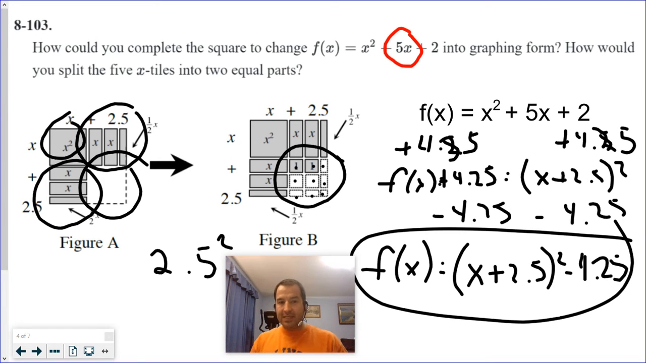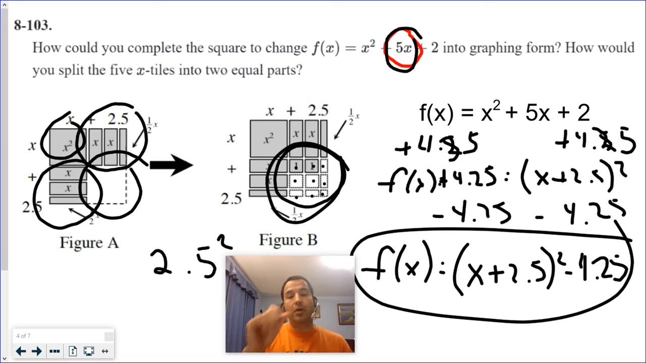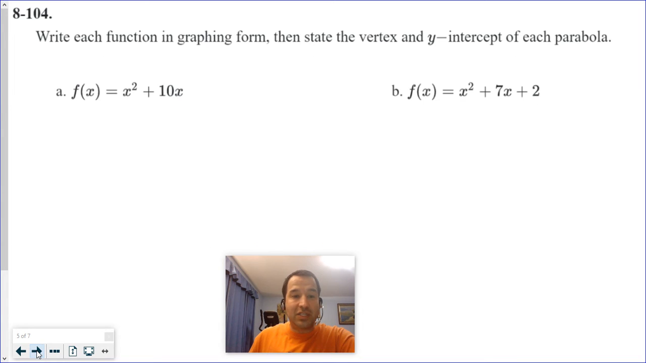Does that make sense? It's basically the exact same operation. I split the middle term, the b term, in half. However, if it's an odd number, that is going to go into fractional parts and decimal parts, and you're going to have to be aware of that. All right, now I want you to try this next one on your own.